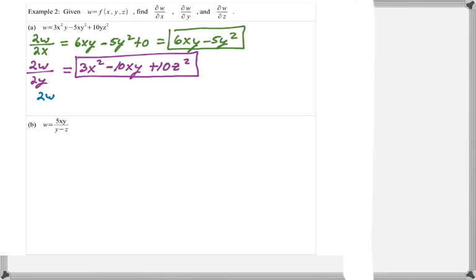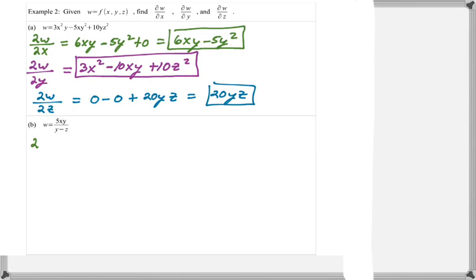Okay, and lastly, the partial of w with respect to z. So 3x squared y and then the minus 5xy squared do not have the term z in them, so they're both treated as constants. Derivatives of constants are 0, so 0 minus 0. And then plus, and then the z squared derivative will be 2z times the 10y will give us 20yz, and that'll be 20yz is our partial derivative with respect to z. Okay. All right, we have a few more. Let's look at example B.